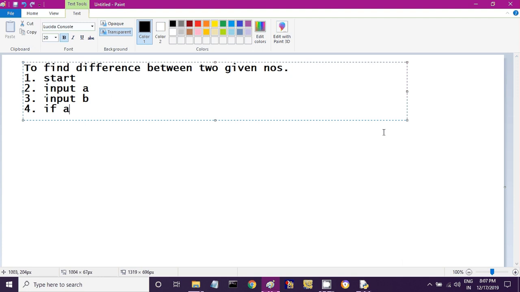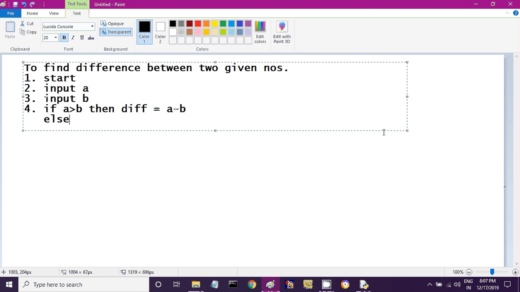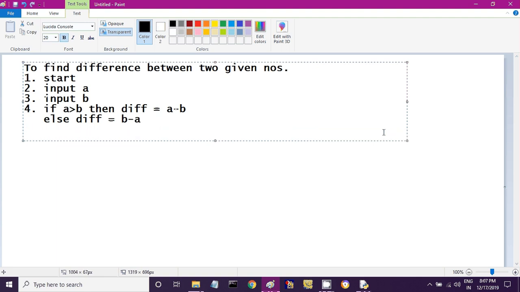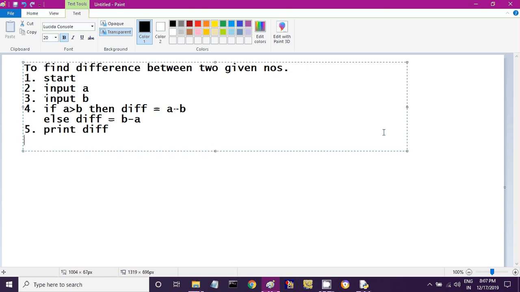I can write something like this. If A greater than B, then difference is equal to A minus B. Otherwise, B greater than or equal to A, then the difference you can calculate as B minus A. So this is coming under difference. And in the next step, you display the difference. And our algorithm is completed.